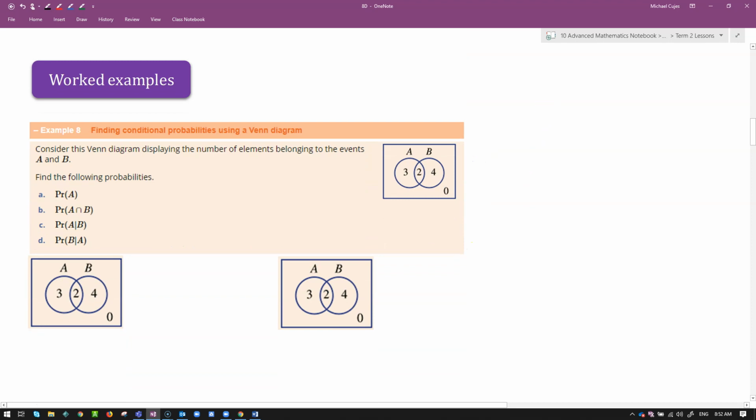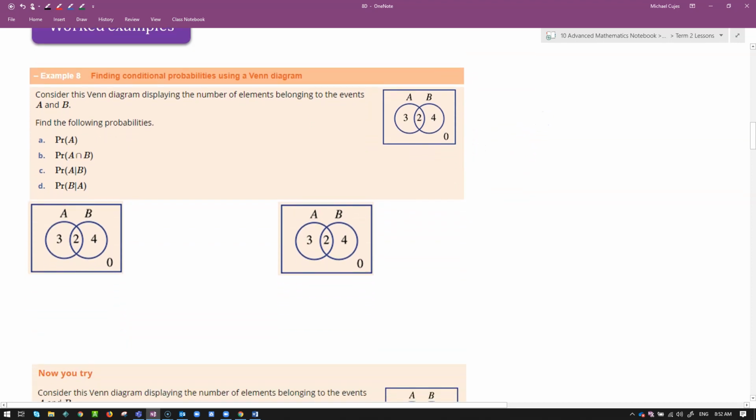Let's have a look at an example to make it clear. So going through these questions, find the probability of A. Doesn't really matter what this is for. Inside circle A, we have 3 plus 2 is 5, out of a total of 5 and 4 is 9 and 0. So 5 out of 9 would be the probability of A. I'm sure you can already see that. Probability of A and B, the intersection of A and B. Well, the intersection is that little bit there. There are 2 of them. So it's going to be 2 out of 9.